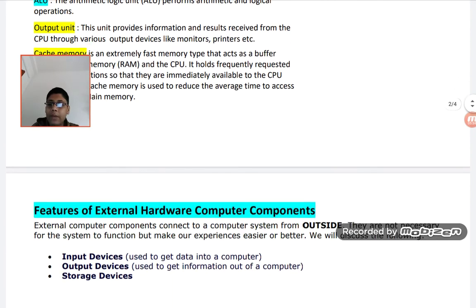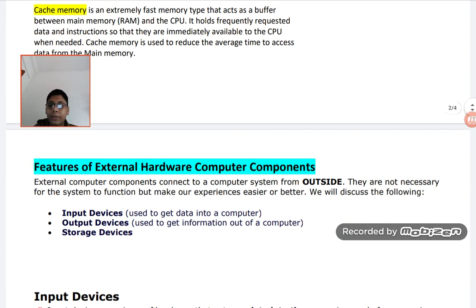Next, features of external hardware components. External computer components connect to a computer system from outside. They are not necessary for the system to function but make our experiences easier or better. We will discuss the following: input devices used to get data into a computer, output devices used to get information out of a computer, and storage devices. These are the three types: input device, output device, storage device.